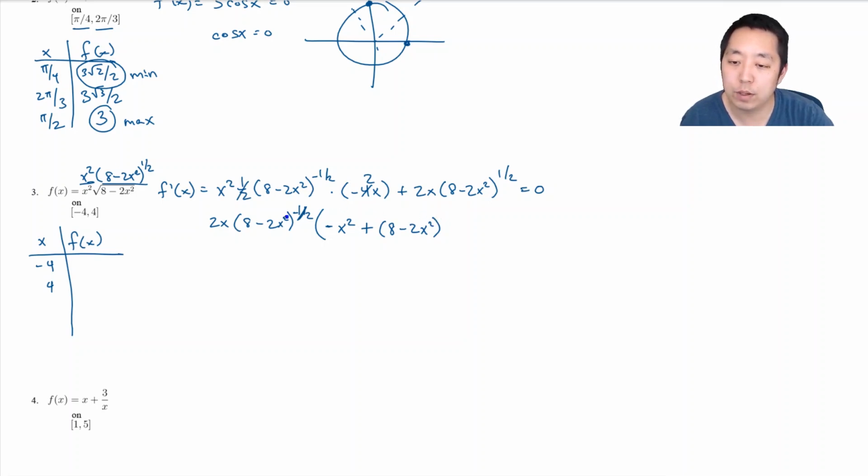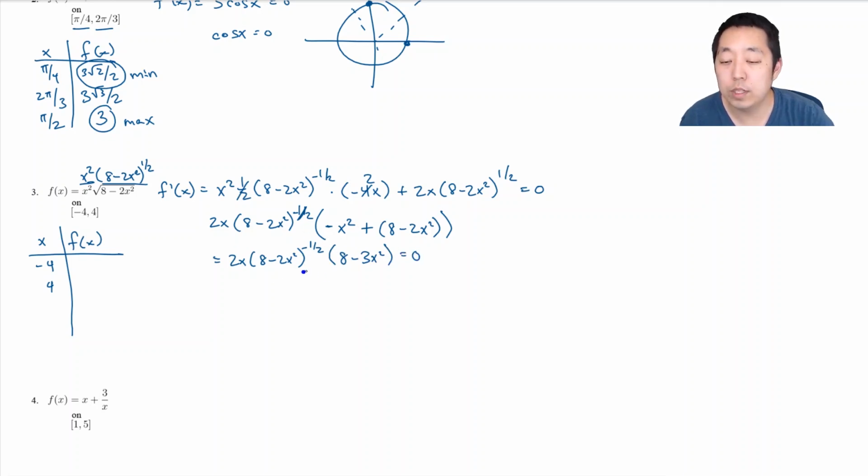Because of the first power times this negative 1/2, I add them together and get this positive 1/2. And so this is nice because I can combine these. This ends up being 2x times 8 minus 2x squared to the negative 1/2, times negative x squared, minus 2x squared is minus 3x squared. So that's 8 minus 3x squared is equal to 0.